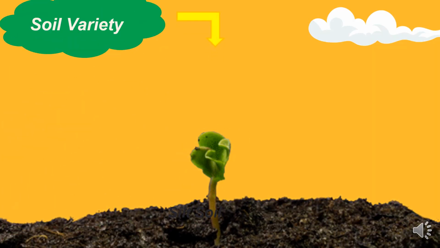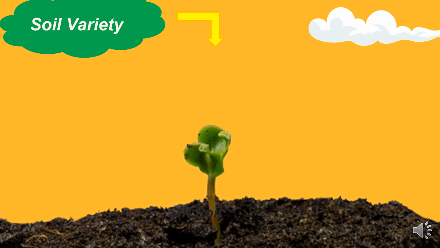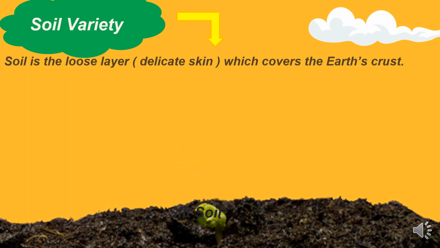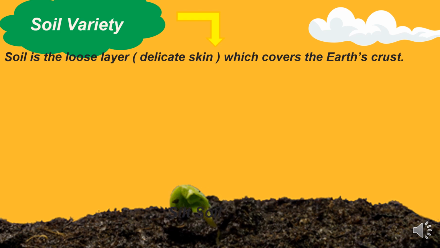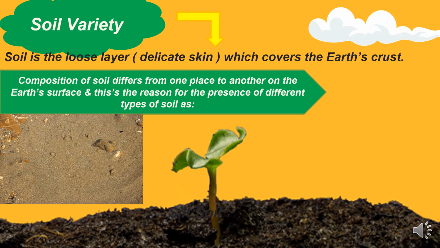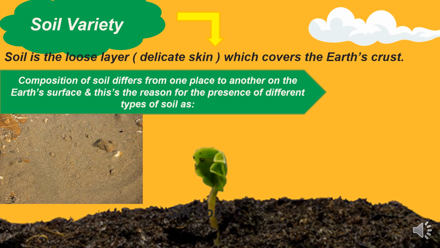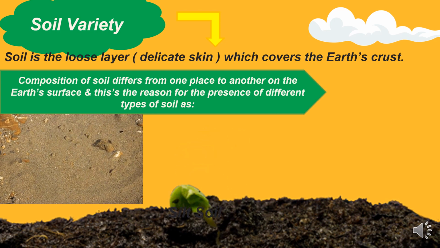As you know, Primary 6, our concept's name is called soil. But before knowing what soil variety means, we have to know what soil means. Simply, as you see in front of you, Primary 6, soil is the loose layer which covers the Earth's crust. Loose layer means something like delicate skin, which covers our Earth's crust.